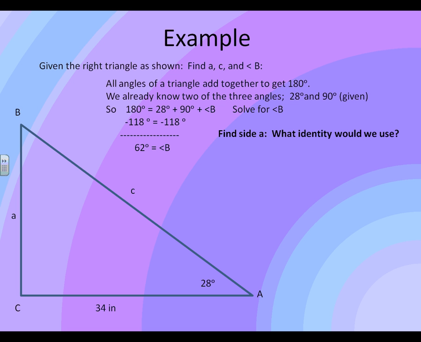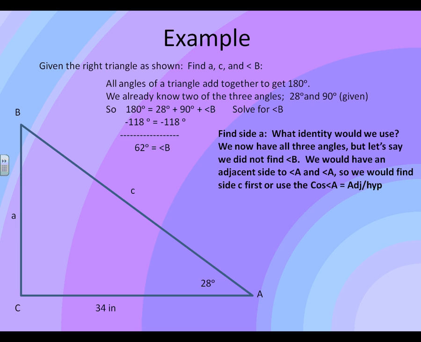We go back to the previous section. We know that the sine equals the opposite over the hypotenuse, the cosine equals the adjacent over the hypotenuse, and the tangent equals the opposite over the adjacent. So to find side A, we can use two different trigonometric identities, and those would be the cosine of angle A is equal to the adjacent, which is 34 over C.